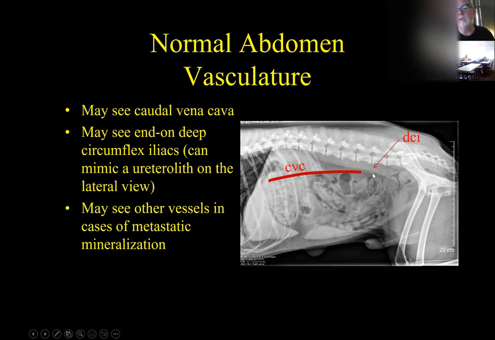It's usually an end-on branch of a vessel that comes off the aorta called the deep circumflex iliac vessels. And they come off transversely to each side from the aorta. And if you see them end on, you'll see that little dot right there in the retroperitoneal space that you don't want to mistake for a ureterolith, a stone in the ureter.